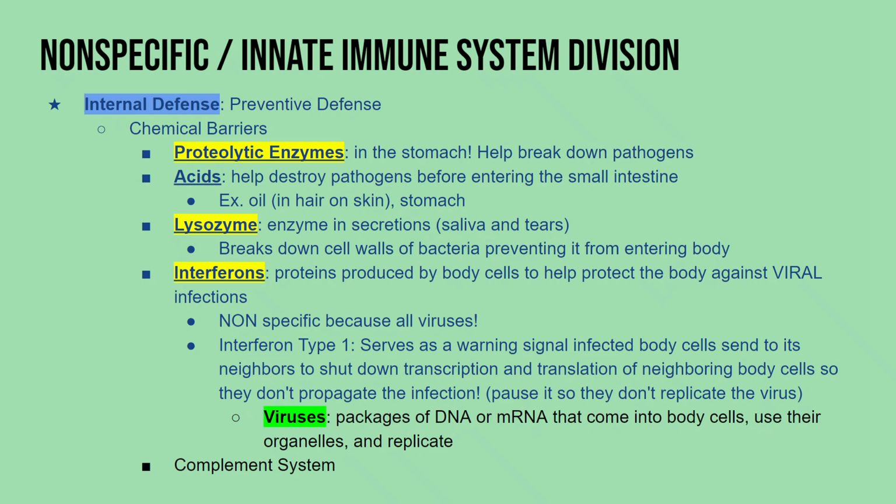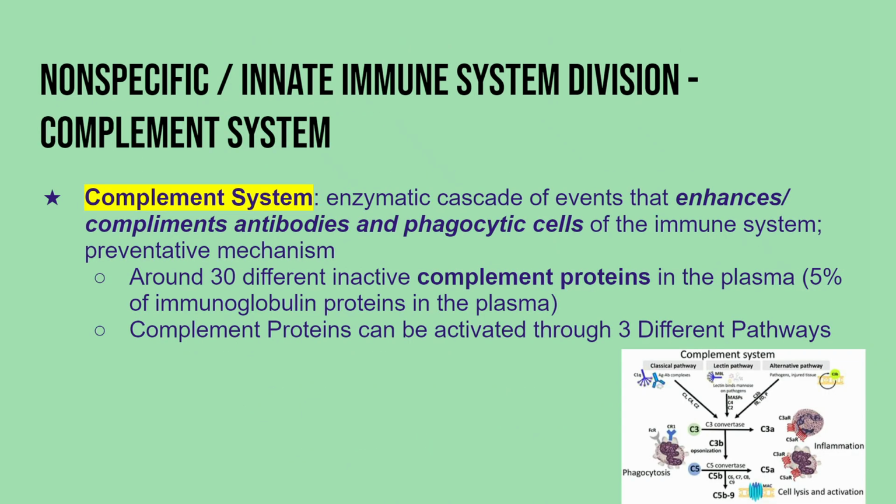And then also the complement system, which we have some more information on here. So the complement system is an enzymatic cascade of events that enhances or complements antibodies and phagocytic cells of the immune system. So complement proteins are in the plasma and they just help out antibodies and white blood cells, is basically what it is.